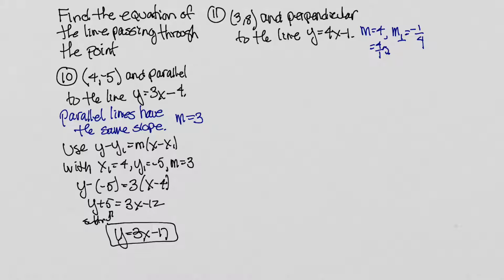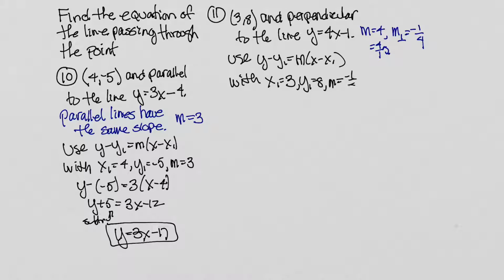So now we're going to use our template, y minus y1 equals m times x minus x1, with x1 being 3, y1 being 8, and m being that negative 1/4. Let's substitute these values into this template. It'll look like this, I think.